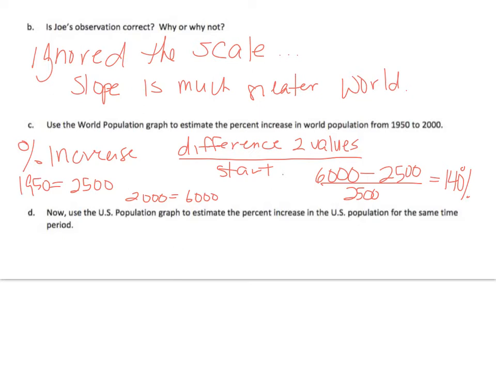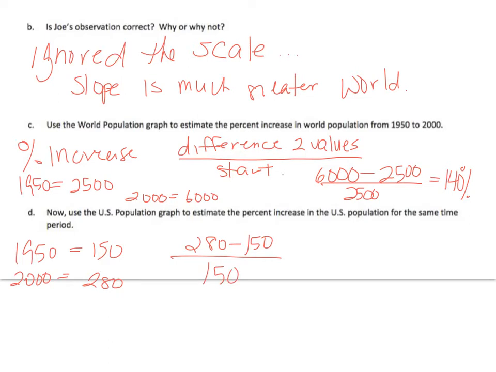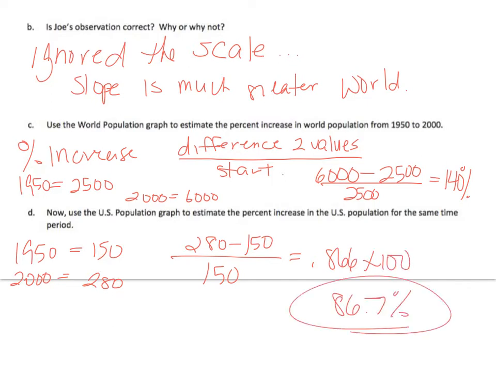Now use the U.S. population graph to estimate the percent increase for the U.S. population. In year 1950, we're going to use 150 million, and in year 2000, we're going to use 280 million. So the difference divided by the start: 280 minus 150 divided by 150 times 100. 0.866 times 100 gives me 86.7% if you round correctly.